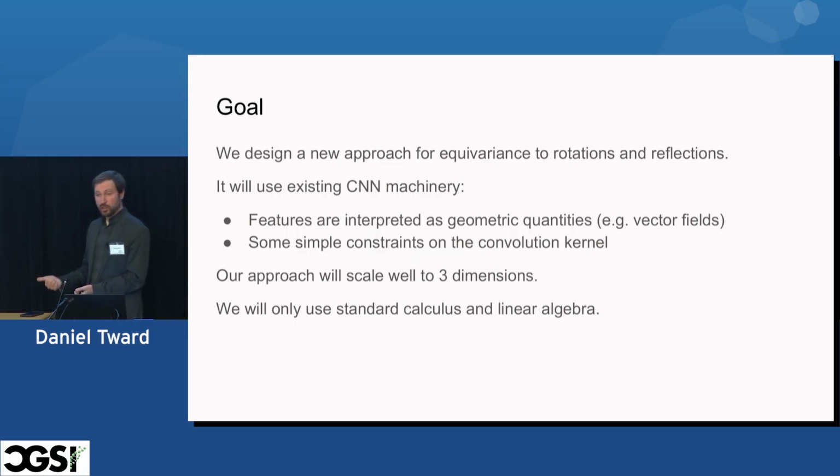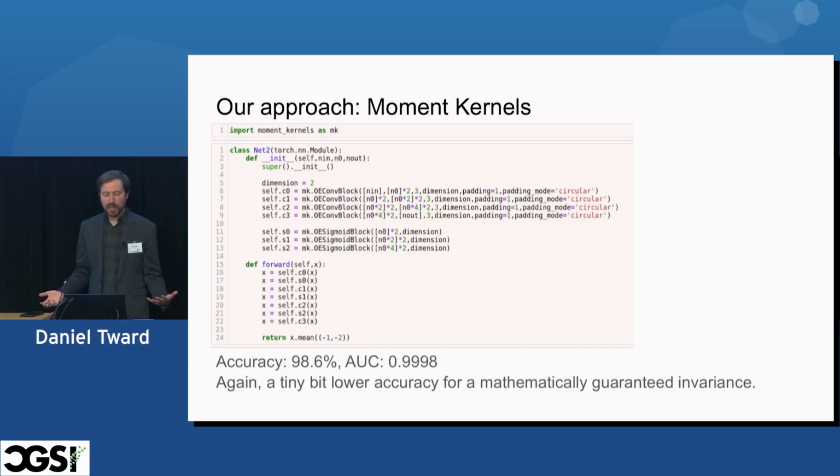One, the features that we use when we're analyzing our images are going to be interpreted as geometric quantities. So these will be scalar fields, vector fields, matrix fields. And two, we'll put some relatively simple constraints on the types of convolution kernels that we're allowed to use. This approach is going to scale well to higher dimensions, and it's only going to use standard calculus and linear algebra. So here's an example of how we can code a rotational equivariant neural network using moment kernels.